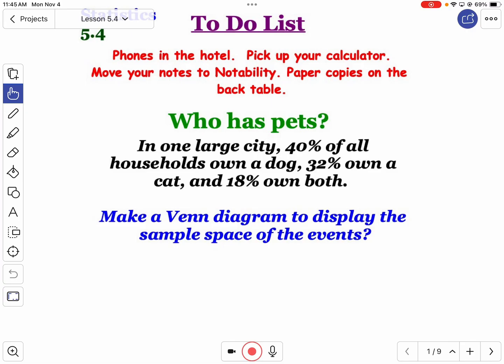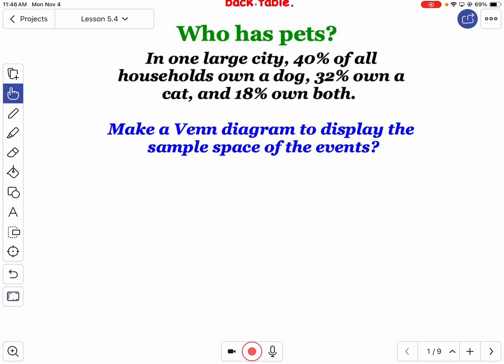All right, so 5.4 today. I think it's going to help with kind of what we did on that Halloween activity. We looked at some probability that we hadn't quite used before. So I think this will help a little bit. So this one says, who has pets? In one large city, 40% of all households own a dog, 32% own a cat, and 18% own both. We want to make a Venn diagram to display the sample space of the event.